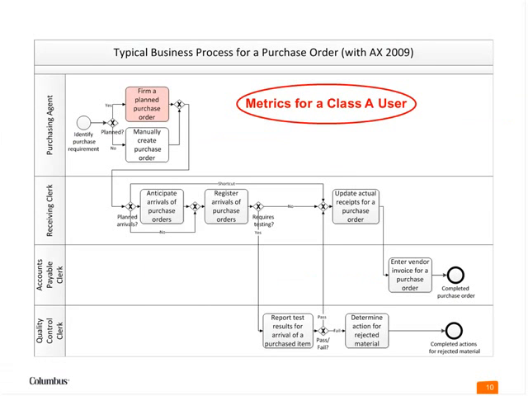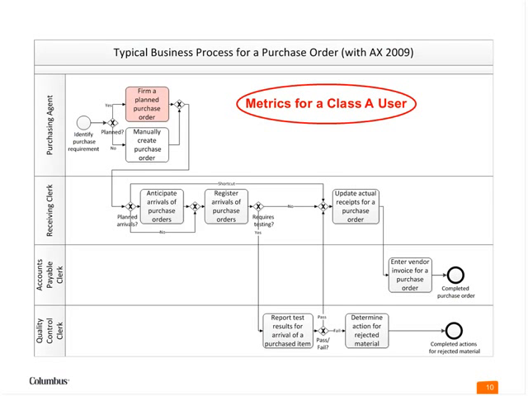This represents a business process model using the standards for diagramming it, which consists of several swim lanes for each role. Starting on the left-hand side, we have the purchasing agent performing some activities, the receiving clerk, the accounts payable clerk, and the quality control clerk. Now, there are actually 7 steps to a typical business process, and I'm going to be talking about these 7 steps. But let me start with what should be the first step, firming a planned purchase order.